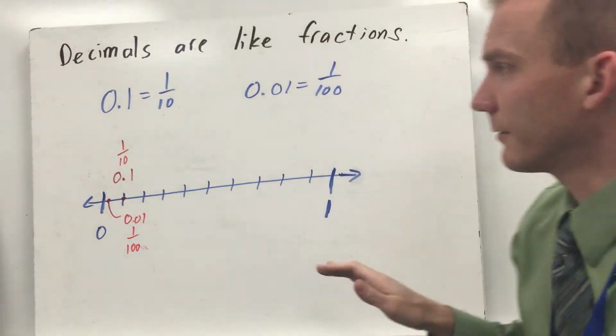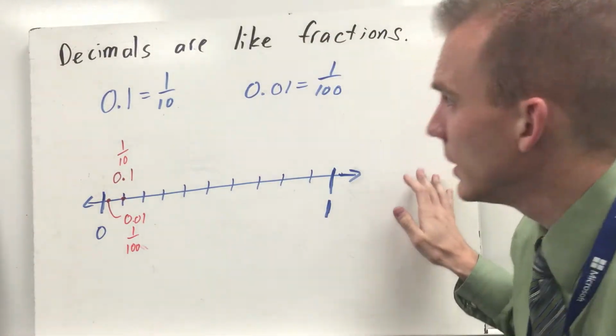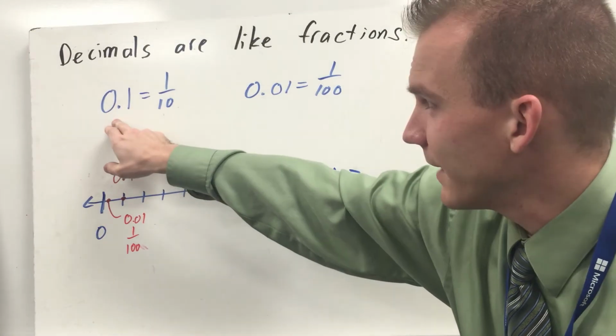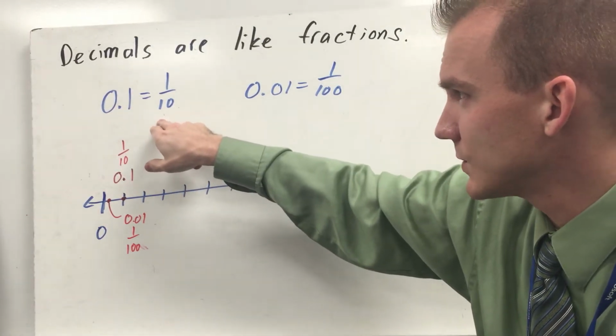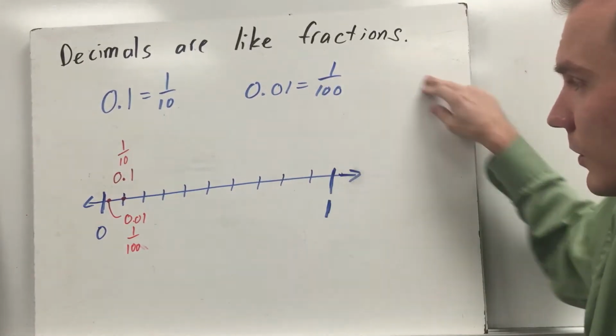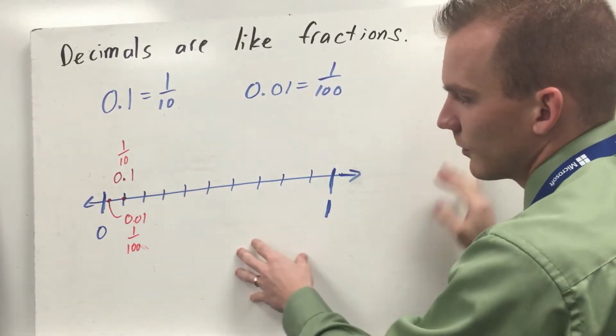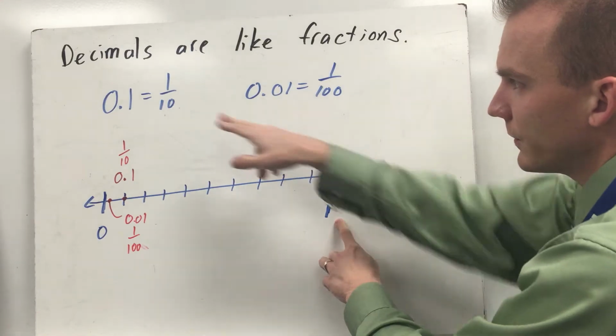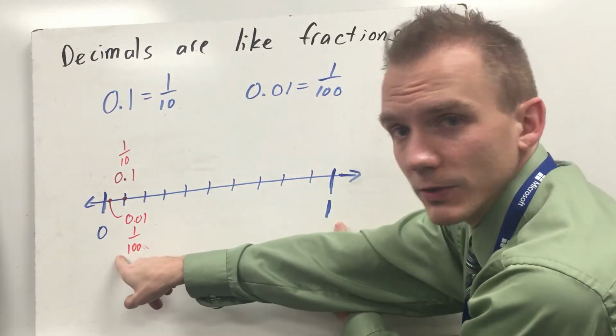So decimals are a lot like fractions. They make up parts of a whole. For example, you have 1/10. It can be written as a fraction as 1 over 10. We have 1/100th, which can be written as a fraction as 1 over 100. Now, when you look at these on a number line, you have 0 and 1, and both of these are pretty small. They come very, very close to 0.